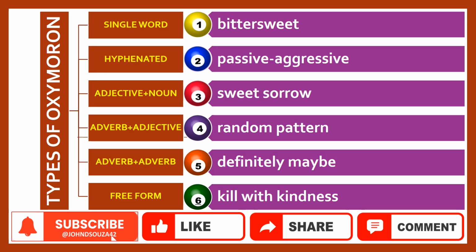Based on their forms, oxymorons can be categorized as 6 types. Single word, for example, "bittersweet." Hyphenated, for example, "passive-aggressive." Adjective-noun combination, for example, "random pattern." Adverb-adjective combination, for example, "seriously funny." Adverb-adverb combination, for example, "definitely maybe." Free form, for example, "kill with kindness."